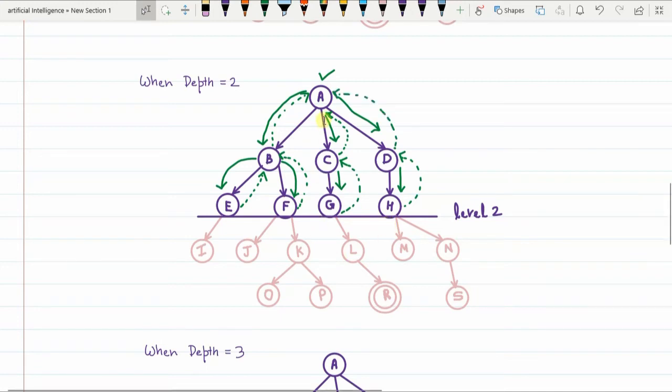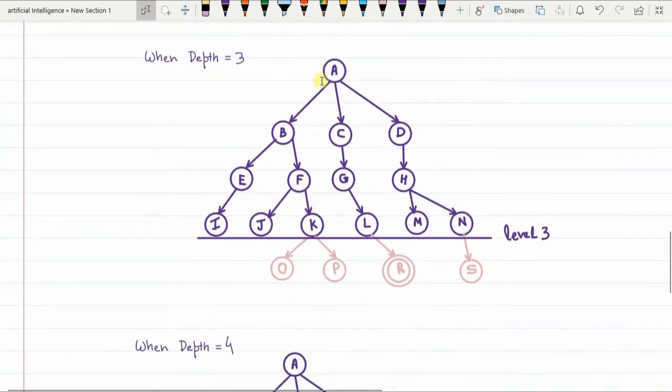After reaching A we realize that all three paths are already considered and there is no more path left to be considered. So this completes the depth first search for this iteration for depth level 2, and we end up not getting the goal. Since so far we have not got any goal node, we increment the depth by 1 in the next iteration, where another level of nodes will be revealed. So in the third iteration all the nodes up to level 3 will be revealed. Again the depth first search procedure will be carried out here.